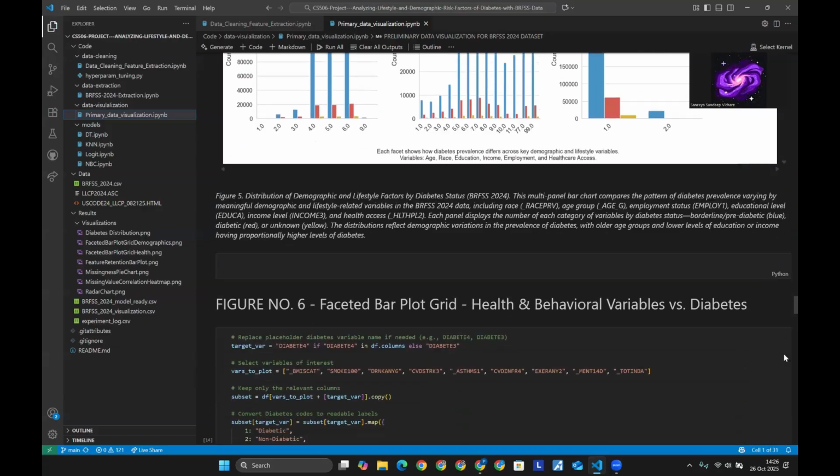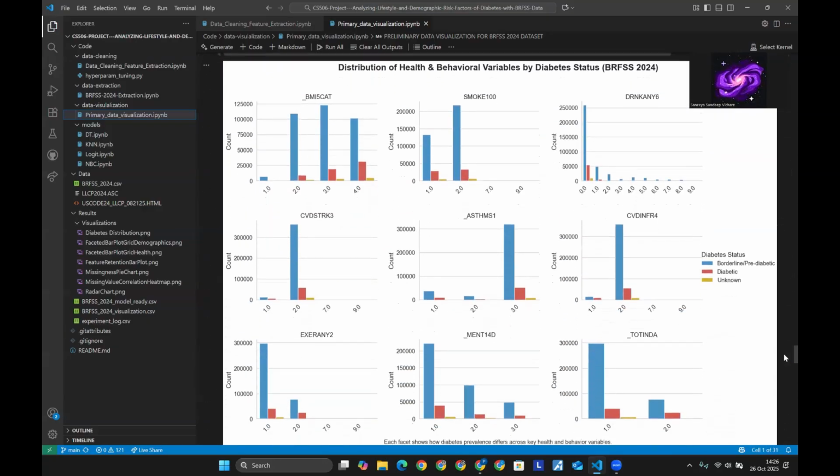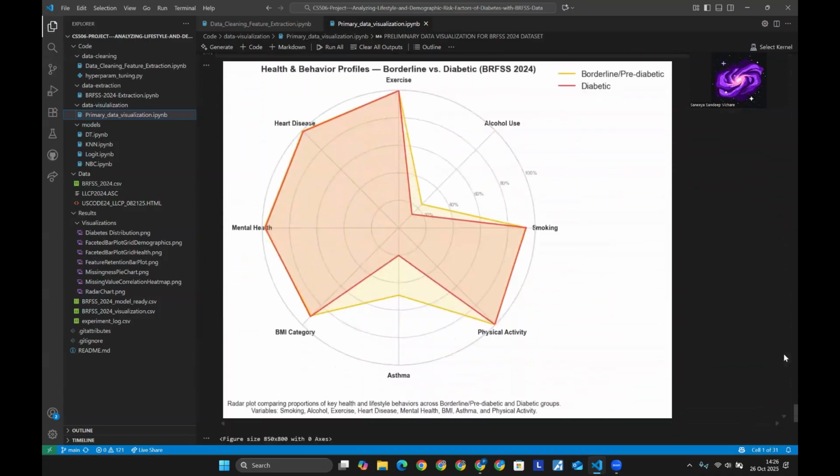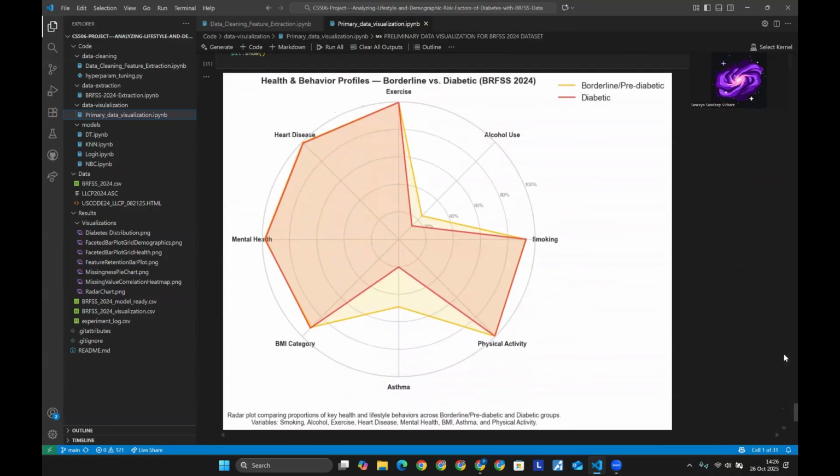Figure 6 extends this to behavioral and health factors, including BMI, smoking, physical activity, mental health, etc., where diabetic individuals tend to have higher BMI, lower activity, and poor overall health outcomes. Finally, Figure 7 brings these findings together in a radar chart comparing overall health and behavioral profiles of pre-diabetic and diabetic groups. We see that diabetic respondents consistently show higher BMI and heart disease prevalence, and lower physical activity, aligning with known diabetes risk patterns.